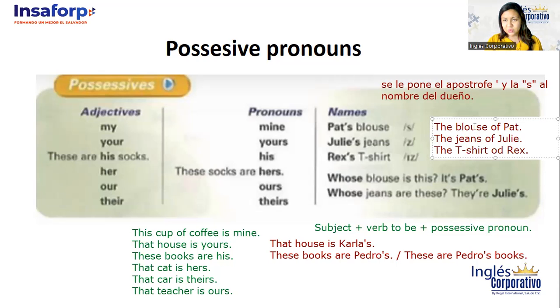Hay 1, 2, 3, 4. 4 words. Hay 4 palabras. Entonces, en vez de decir 4 palabras, ¿cuántas dicen? Pat's blouse, Julie's jeans, and Rick's t-shirt. Siempre sería lo mismo, pero para escribirlo sería más largo. Cabal, es lo mismo, solo que al usar el apóstrofe y la S, lo hago más corto. Dos palabras, cuatro palabras, la hago cuatro.